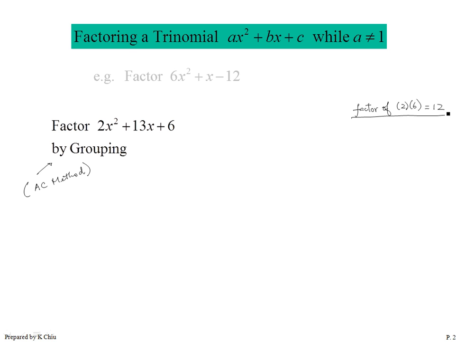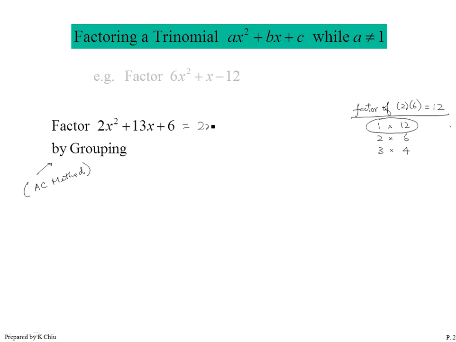Just like before, if you practice enough, you can quickly list out all the possible pairs: 1 times 12, 2 times 6, 3 times 4, and that's it. And now, which pair will add up to the middle term? First pair, 1 and 12. But I cannot write the answer right away. Indeed, what we are going to do is break up the middle term. We break up the 13x by using 1 and 12.